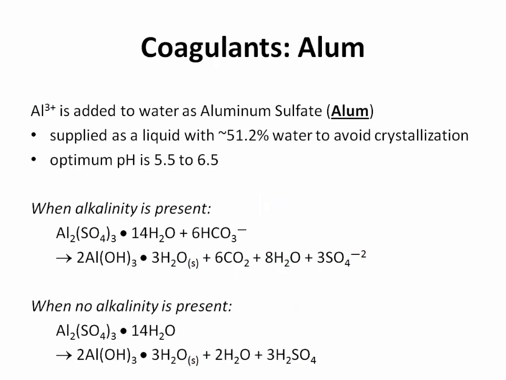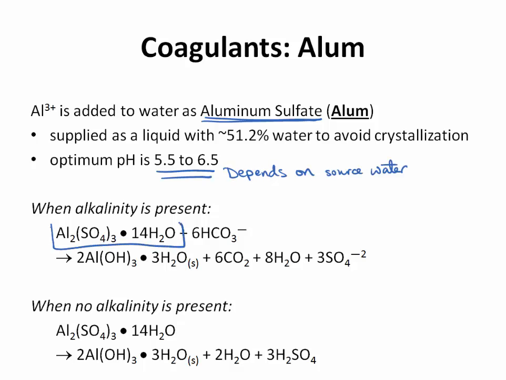There are 2 typical coagulants added: alum, which is the common name for aluminum sulfate, and I would like you to know the common name and the chemical name of alum. This is typically supplied as a liquid, around 51% by volume, and it has an optimal pH range typically between 5.5 and 6.5, but again, it depends on the source water.